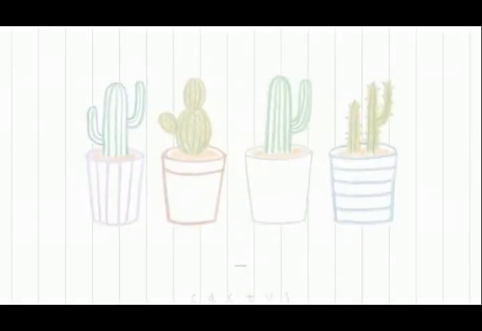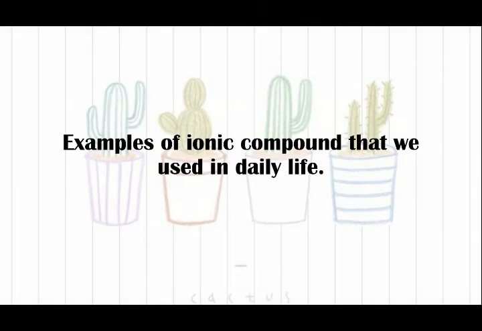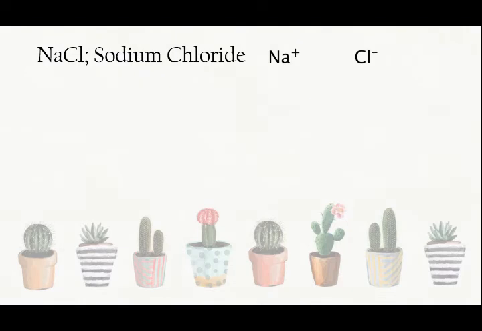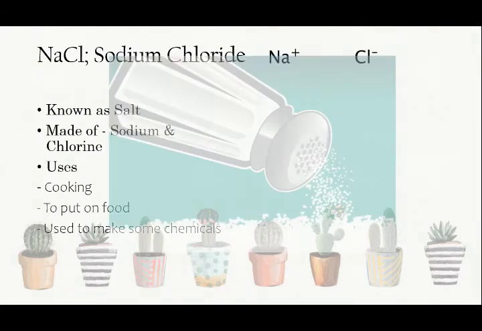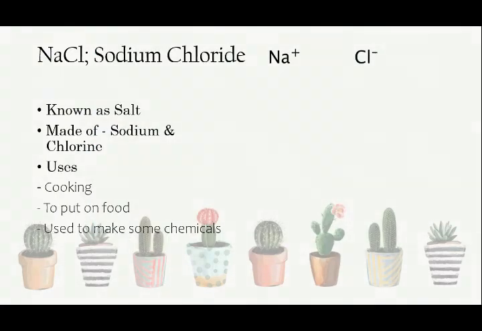We realize that chemistry cannot be separated from our lives. All things in this world are made up of chemicals. So, let's move to the examples of ionic compounds that we use in our daily life. First example is sodium chloride. Sodium chloride, also known as salt. I believe that all of us know what salt is.